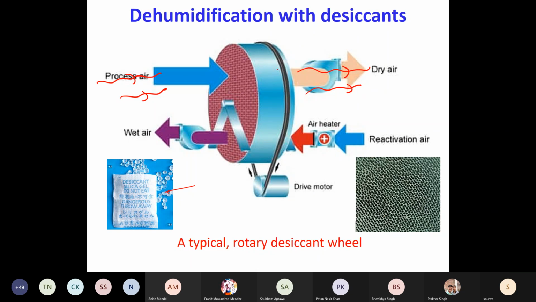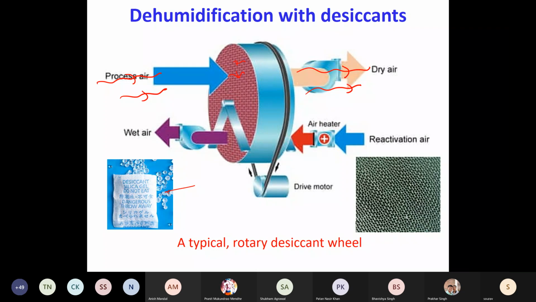Now why we create a wheel will be apparent now. Once the silica gel gets saturated with water vapor, it cannot absorb further. So we have to regenerate that silica gel or zeolite or whatever salt you use.